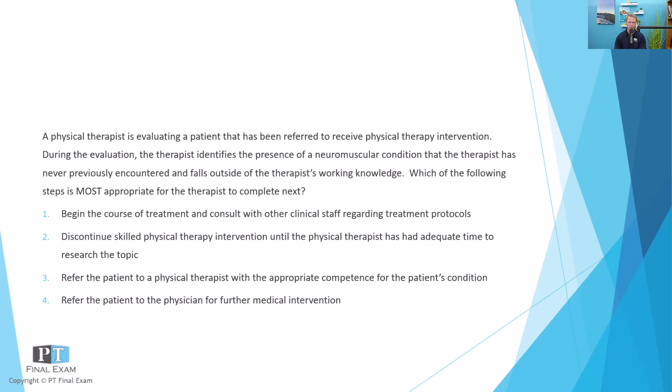Option 1, begin the course of treatment and consult with other clinical staff regarding treatment protocols. Number 2, discontinue skilled physical therapy intervention until the therapist has had adequate time to research the topic. Number 3, refer the patient to a physical therapist with the appropriate competence for the patient's condition. And number 4, refer the patient to the physician for further medical intervention.